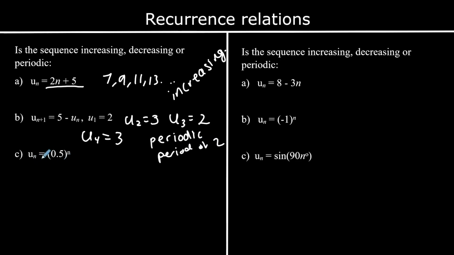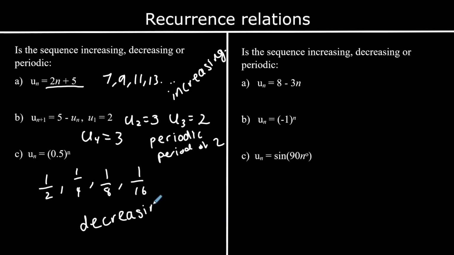And the last one, 0.5 to the power of n. So we start with a half, and then we get a quarter, an eighth, a sixteenth. So it's decreasing. Every term is less than the previous term. So it's a decreasing sequence.